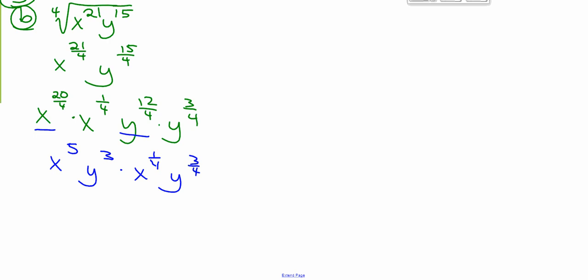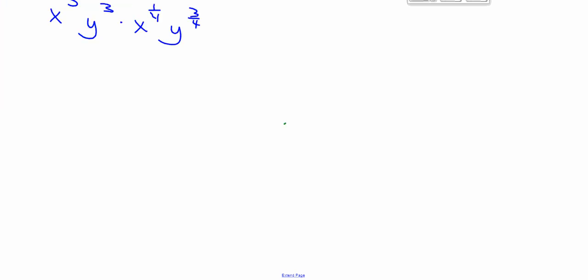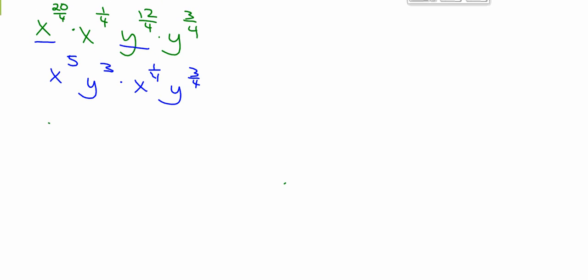So then I can write it one more time, and this time I'm going to write it as x to the 5th, y to the 3rd, and then I'm going to change this part back into the 4th root of x to the 1st, so I'm not even going to write a 1, y to the 3rd. So I've pulled out all those perfect factors, 4th power factors.